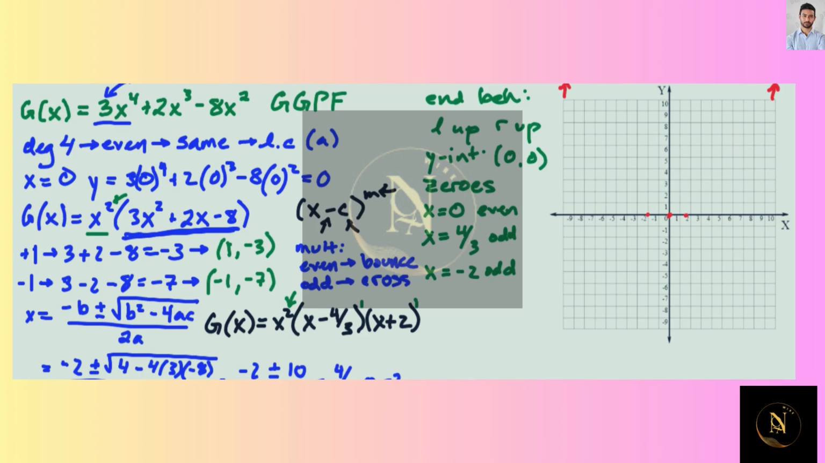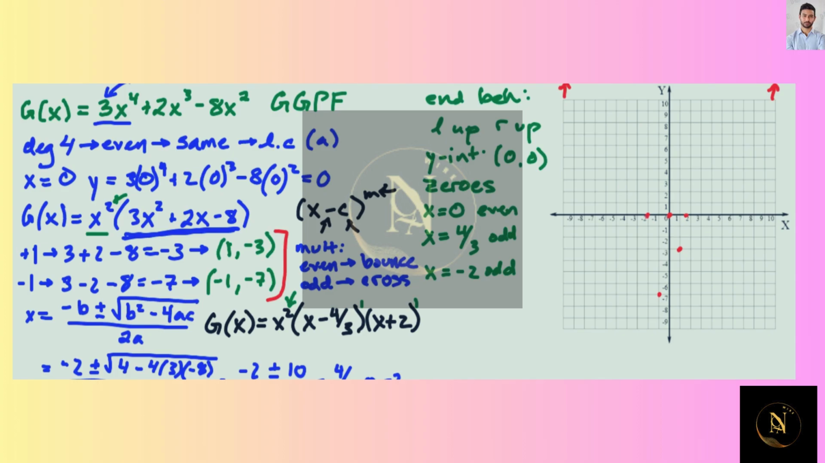We have a lot of information, but we still don't have quite enough. We've got to remember these two points that we have, so I'm going to go ahead and graph those. Negative 1, negative 7, and 1, negative 3. And now it looks like we're in good shape.